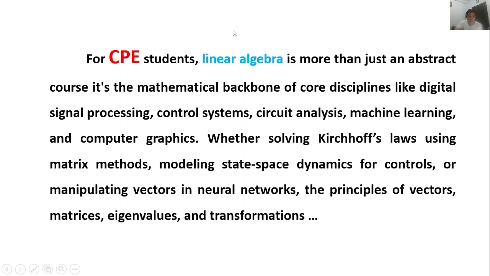For computer engineering students, linear algebra is more than just an abstract course. It's the mathematical backbone of core disciplines like digital signal processing, control systems, circuit analysis, machine learning, and computer graphics. Whether solving Kirchhoff's laws using matrix methods, modeling state space dynamics for controls, or manipulating vectors in neural networks, the principles of vectors, matrices, eigenvalues, and transformations.